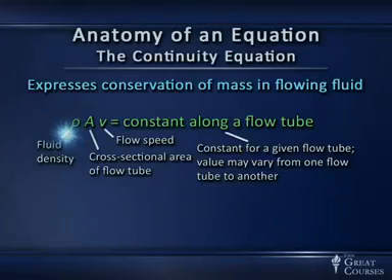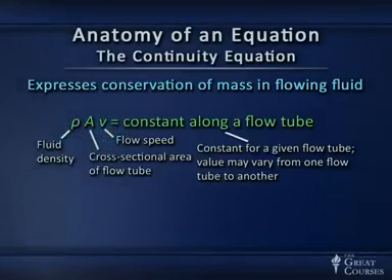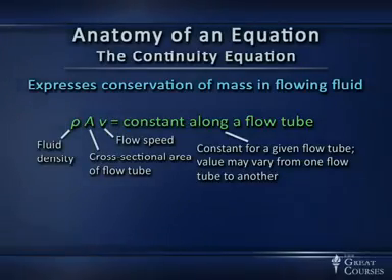Rho is, again, the fluid density, A is the cross-sectional area of the flow tube, and V is the flow speed. And that quantity, rho A V, is constant along a flow tube. It's a constant for a given flow tube. It may vary from place to place as you move sideways in the fluid perpendicular to the flow. You may find these quantities vary. You may find they don't. It depends. But they could. This is constant, though, along a given flow tube.